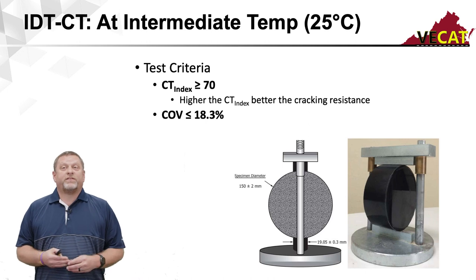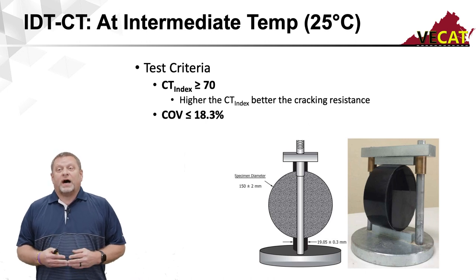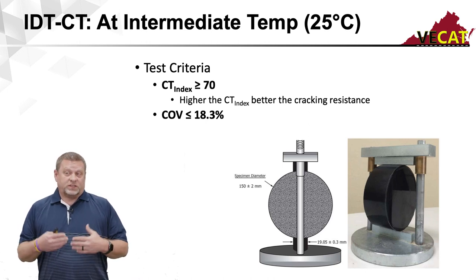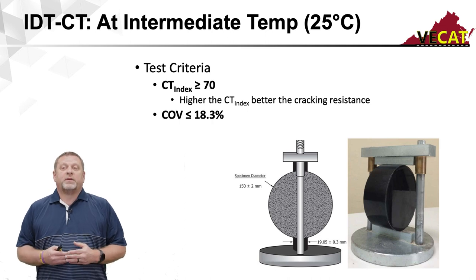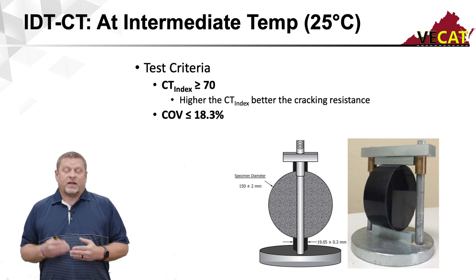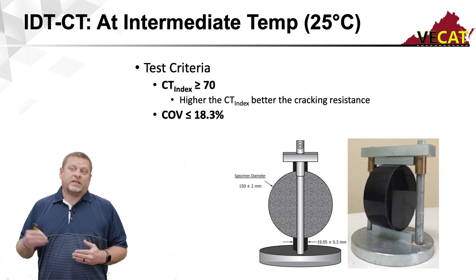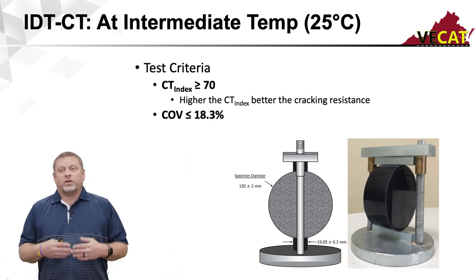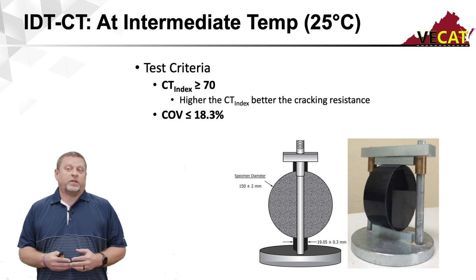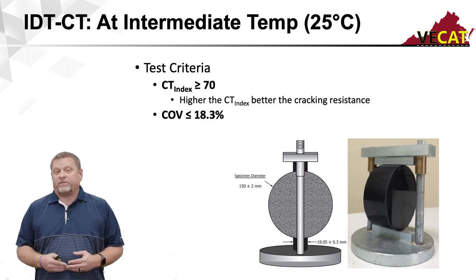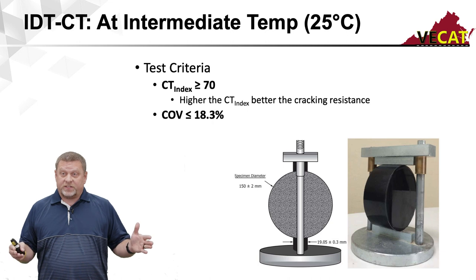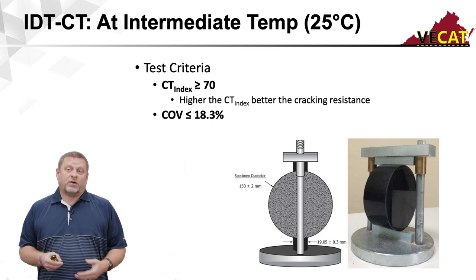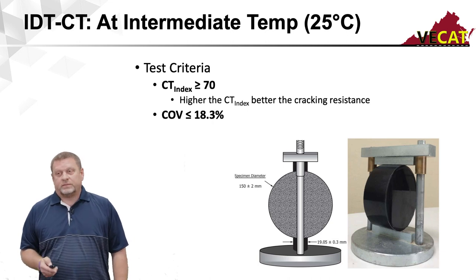The criteria for the IDT CT: I need a CT index, which is the value when I run my test, to be greater than or equal to 70. The higher the number for the CT index, the better the crack resistance. And a new restriction applied to this in 2023 is that the coefficient of variability of my 5 test results has to be less than or equal to 18.3%.